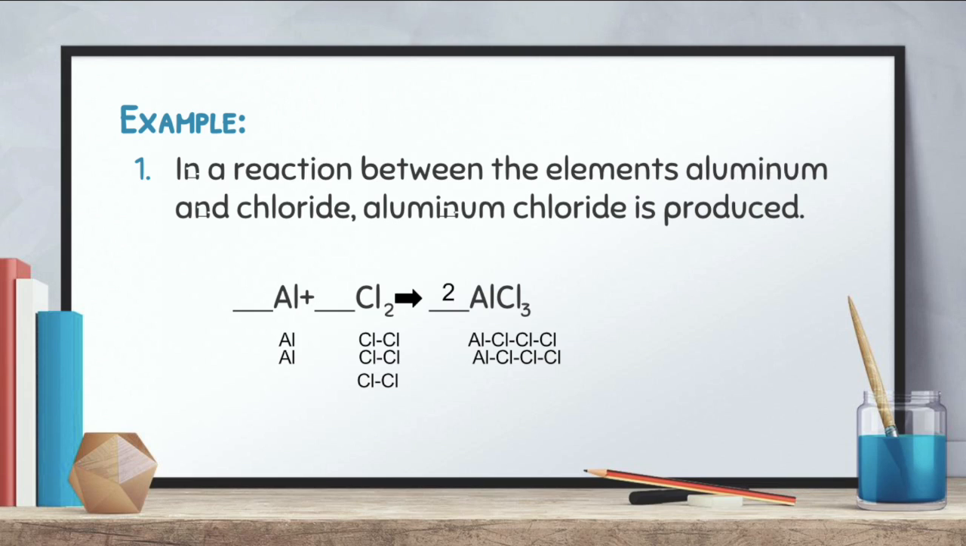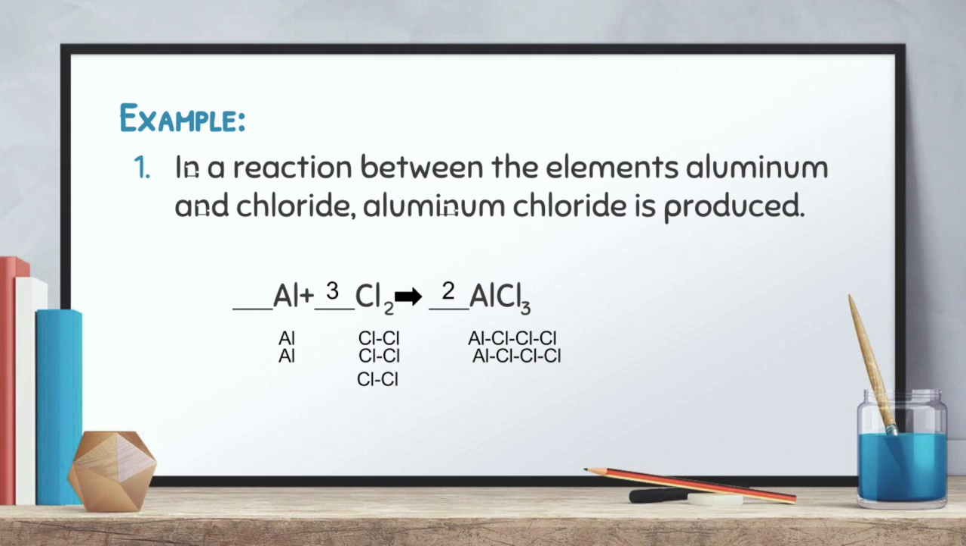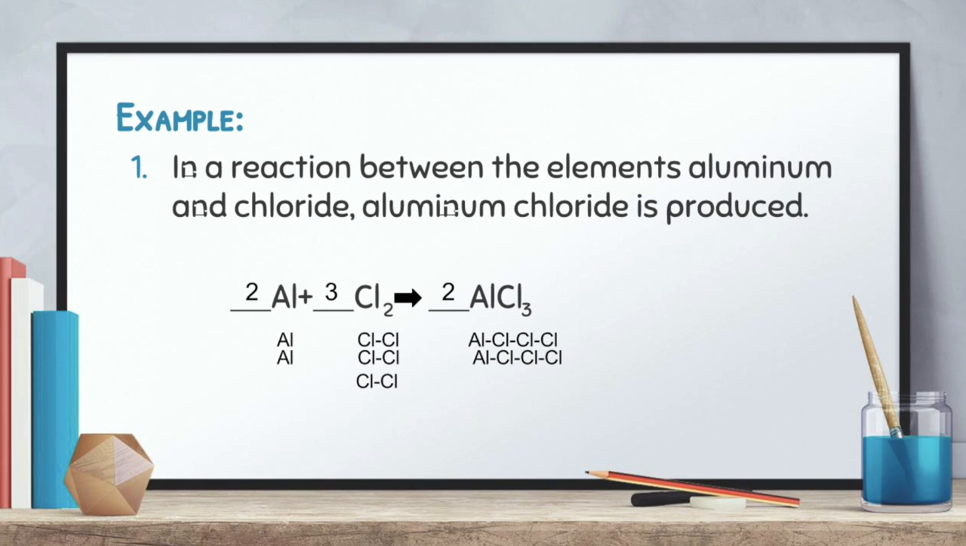So what we have to do is count the number of times you had to repeat the same equation. So for AlCl3, we used it twice. For Cl2, we know we used it 3 times, so that's going to be our number. For Al, we know we used it twice, so that's going to be our number.